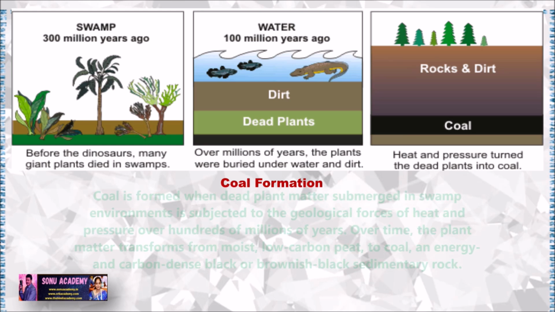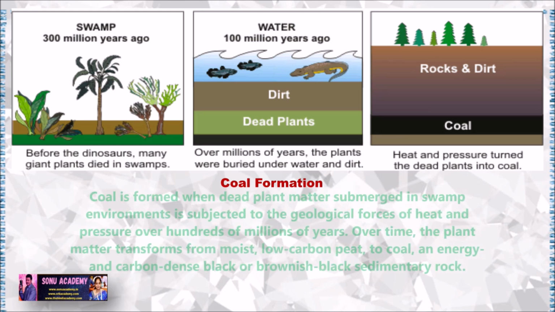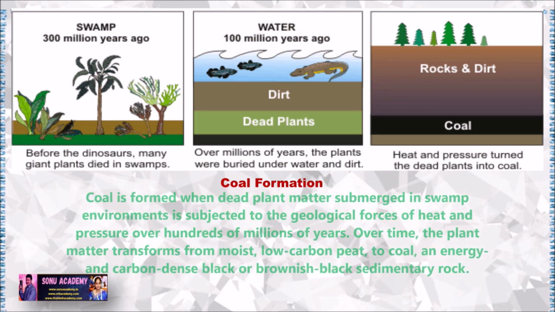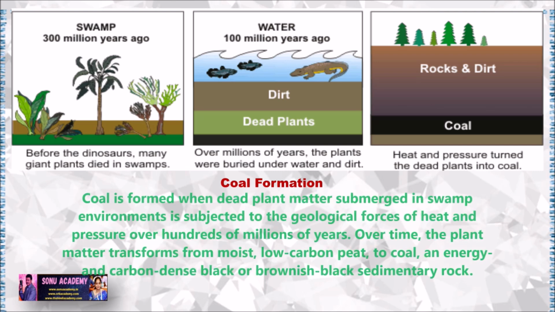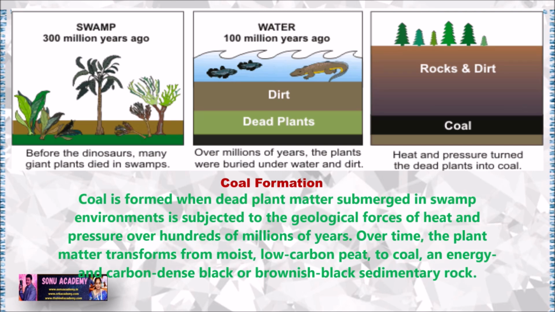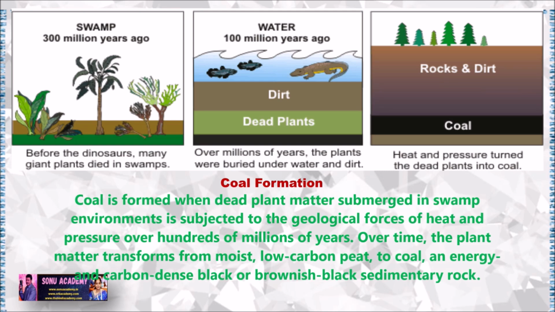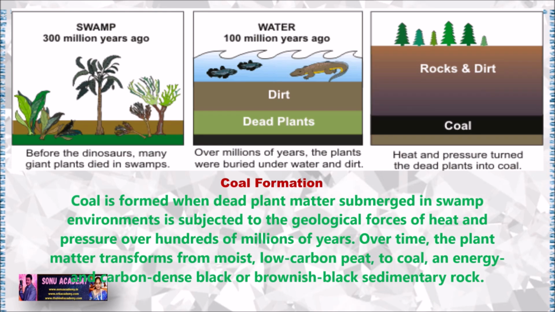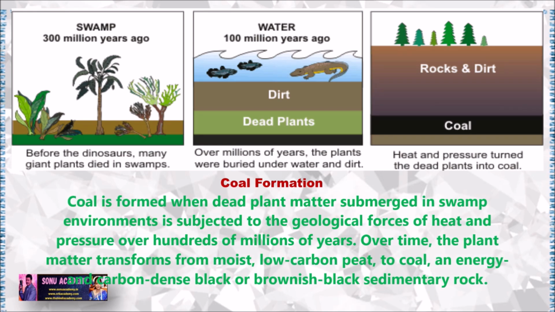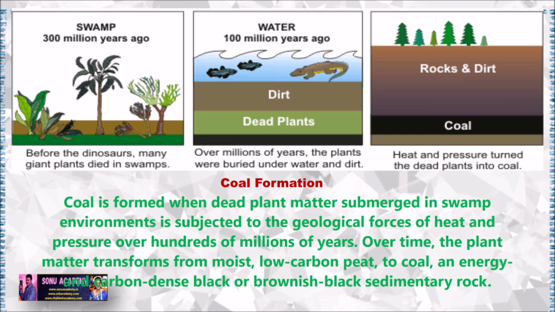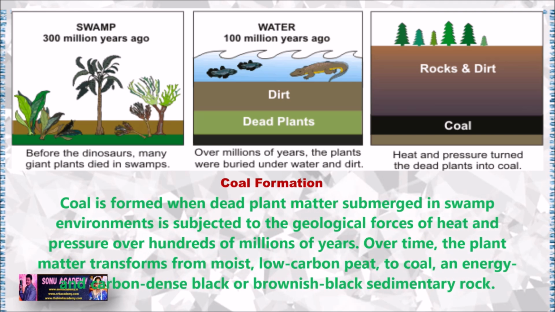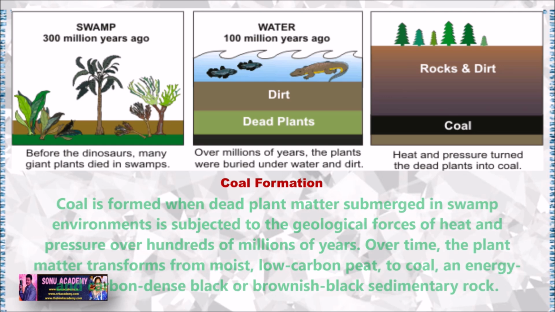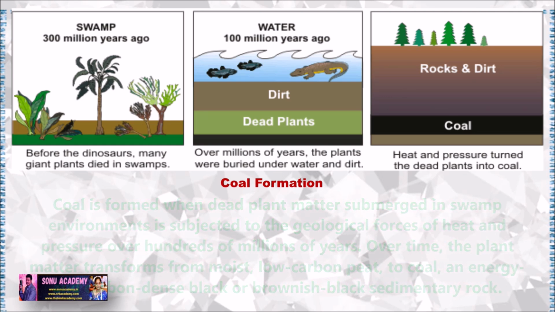Children, let us discuss the formation of coal. Coal is formed when dead plants and matter submerged in a swamp environment are subjected to the geological forces of heat and pressure over millions of years. Over time, the plant matter transforms from moist, low carbon peat to coal, an energy and carbon dense black or brownish black sedimentary rock.